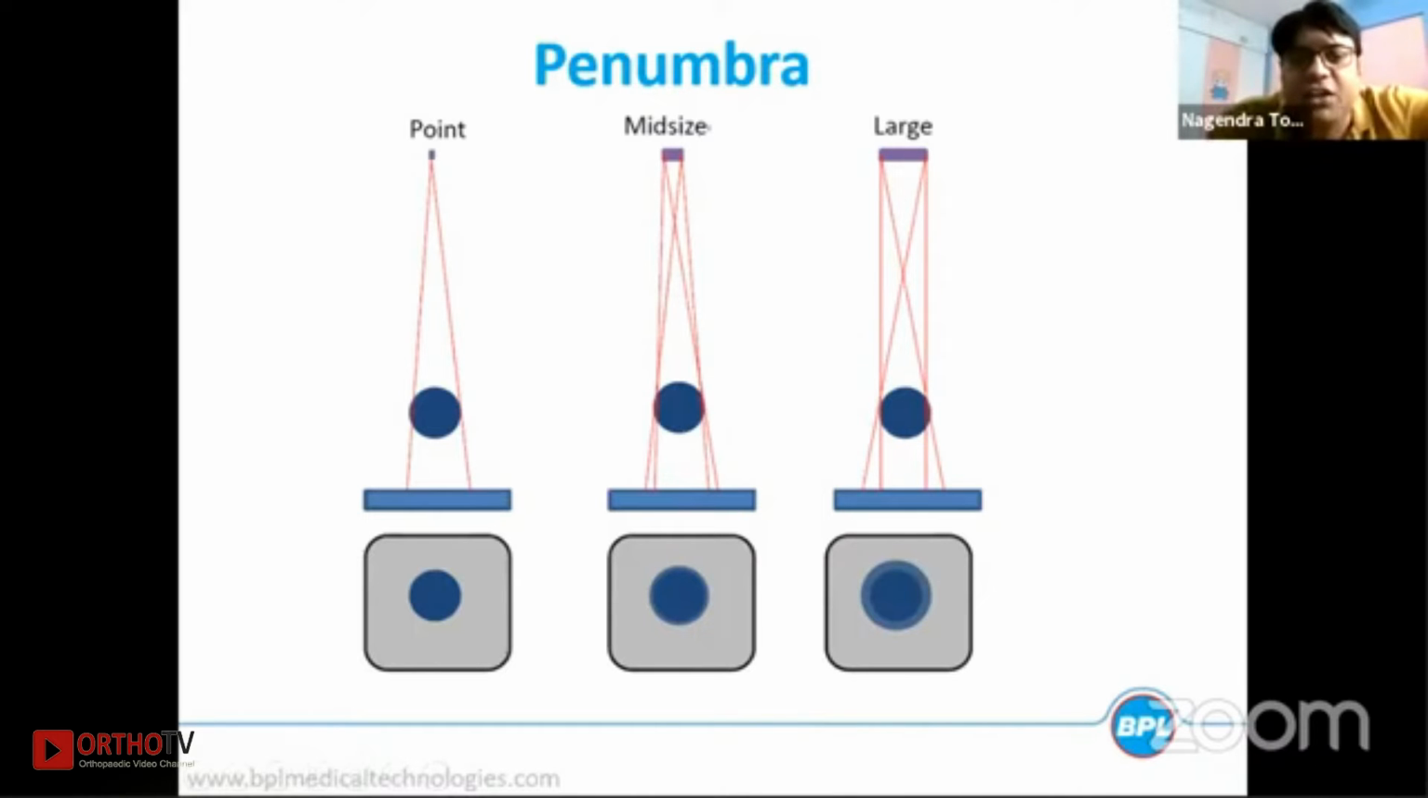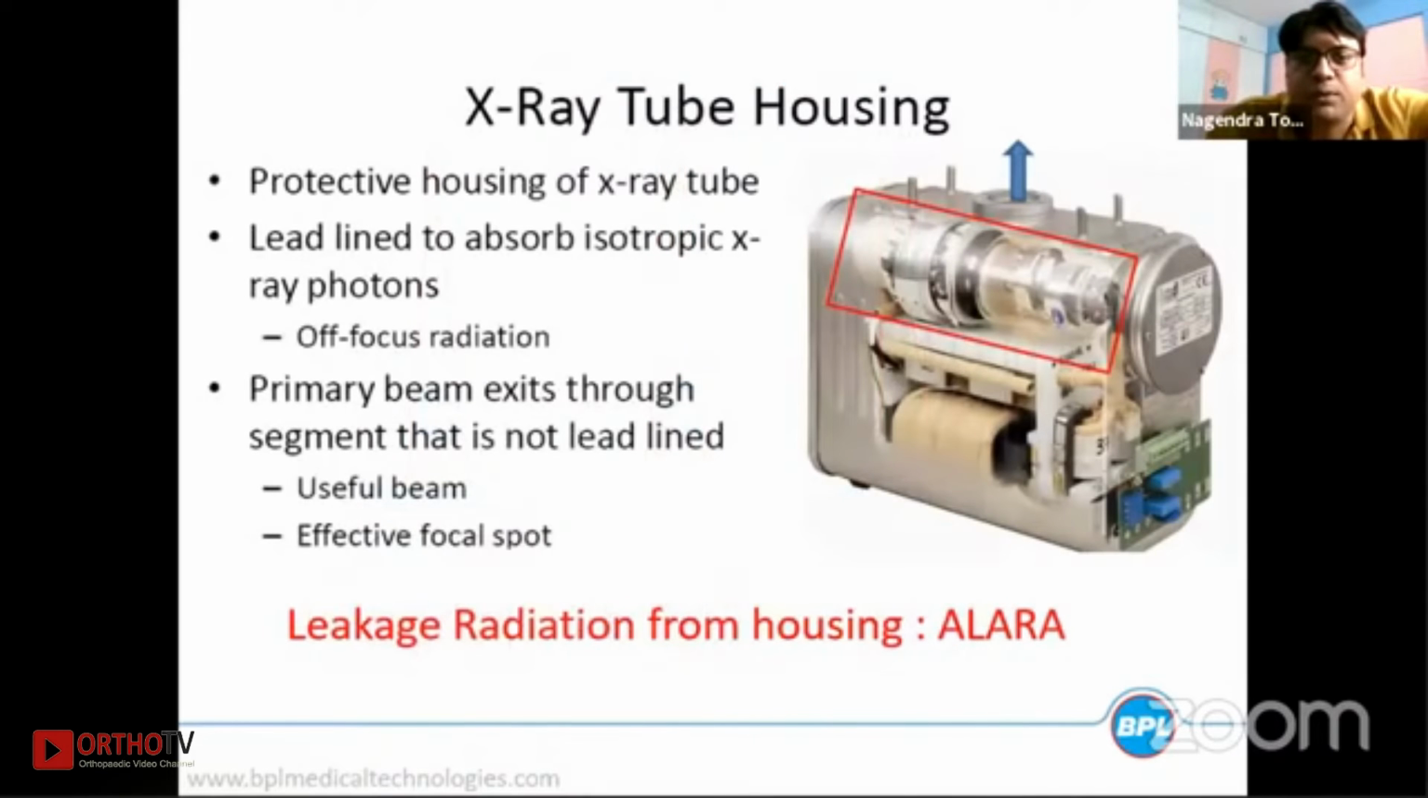It means that if your source is small, your image will be sharper, and the object should be as close as possible to the image receiving end, image intensifier, or X-ray film, so that you will have less effect of penumbra. So a smaller effective focal spot is better, and then you just check the target angle of the tube. Normally in a stationary anode, target angle is a little larger as compared to rotating anode.